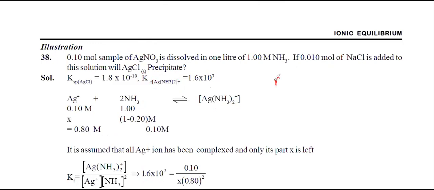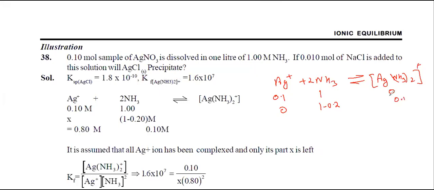This is a bit rearranged, so I'll write the reaction again for you. Ag plus 2NH3 gives Ag(NH3)2 plus, a complex salt. Initially it is 0.1, this was 1, this was 0. At equilibrium, this will be consumed completely, so technically it is 0 for this reaction. And this will be 1 minus 0.2, and this is 0.1. The ratio is 1:2:1.